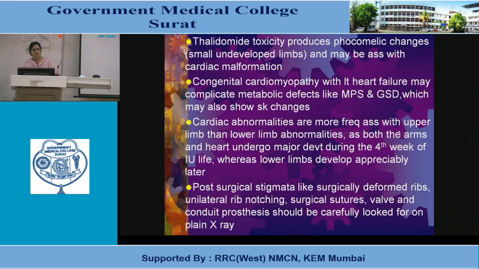Cardiac abnormalities are more frequently associated with upper limb than lower limb anomalies. Why? As both the arms and heart undergo major development during the 4th week of intrauterine life, whereas the lower limbs develop appreciably later. Post-surgical stigmata like surgically deformed ribs, unilateral rib notching, surgical sutures, valve and conduit prostheses should be carefully looked for on plain X-ray. So skeletal deformities can also give a clue to some associated heart disease.